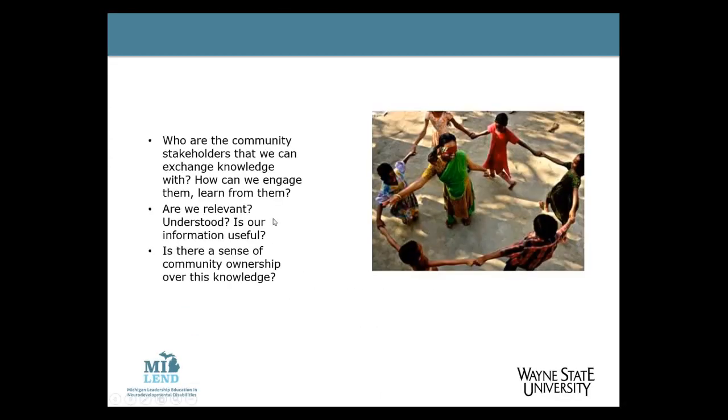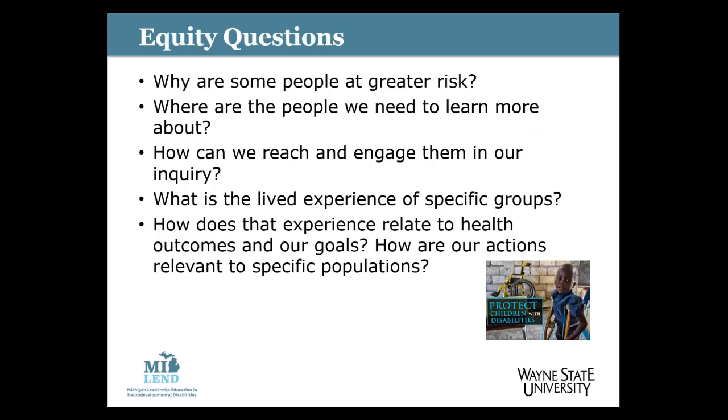One of the things that we can do is ask equity-related questions. When we're developing programs, or we're doing research projects, or developing a service protocol, we should ask ourselves questions like, who are the community stakeholders that we can exchange knowledge with? How can we engage them and learn from them? Thinking about the various racial, ethnic, and demographic groups that we talked about, we should want to know, are we relevant to those that we're serving? Are we understood? And is our information being presented in a useful way? When we are looking at community groups that we can partner with, we should ask, is there a sense of community ownership over this shared knowledge?